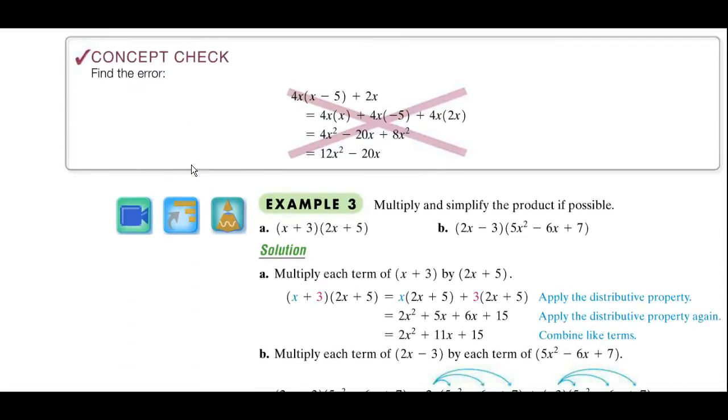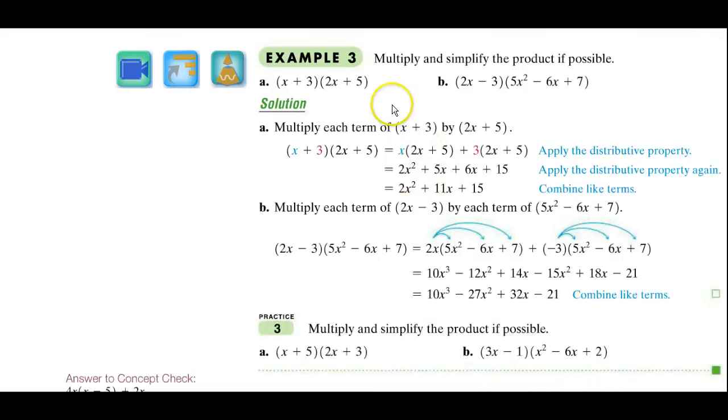Now, for this concept check here, see if you can pick out, and I've seen this happen when I check students' papers, this is the part that you're going to distribute. Here the student also distributed this to this one, which is a no. Can't do that. Okay? So be careful about that. You're only distributing, not this, to what is there.